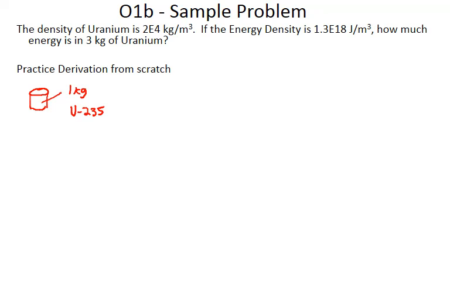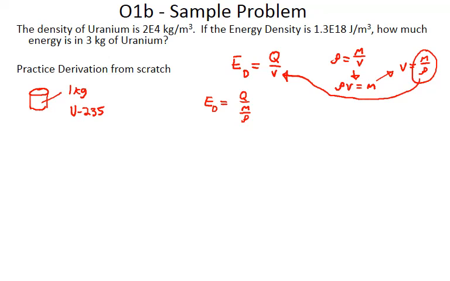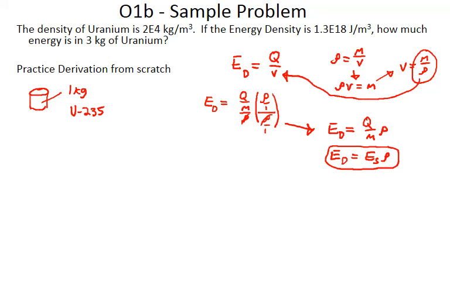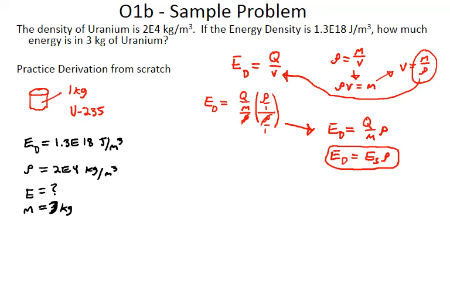So go ahead and give this a try, and when you're ready to check, you can hit play to continue. Okay, so we've got the uranium. Energy density is Q over V, and we can substitute in. When we do that, we get the amount of energy over mass over density, multiply top and bottom by density, and so we're left with energy density equals specific energy times density.